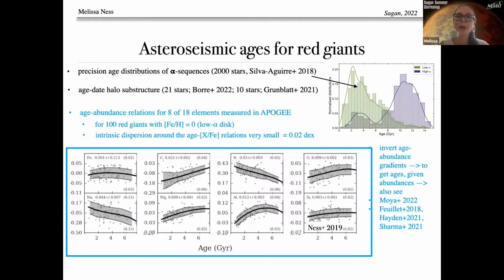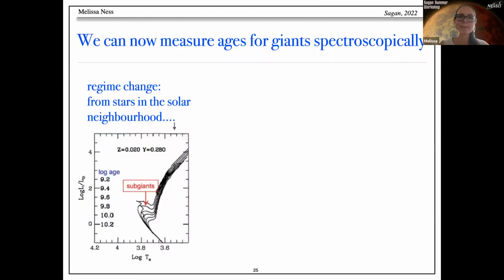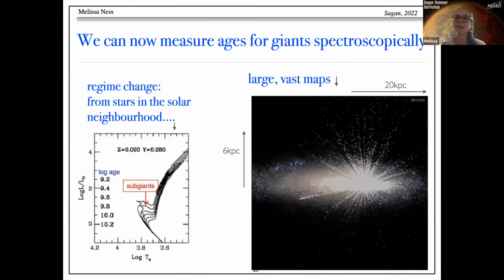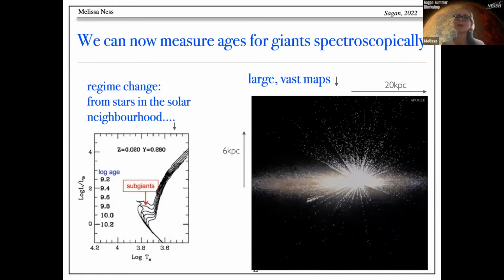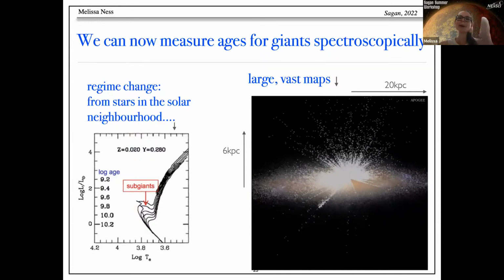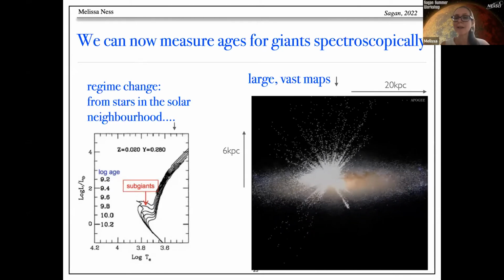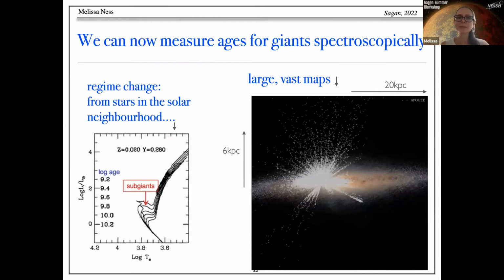And there's a number of different research works that have done that. What's changed in the last few years is we can now measure ages for giants spectroscopically. So this has meant a regime change, moving from stars in the solar neighborhood to being able to age date stars all across the galactic disk of the Milky Way for the footprints of these large spectroscopic surveys. So this shows the APOGEE footprint, and we're going to be able to label most of these stars with ages by deriving ages from their stellar spectra.